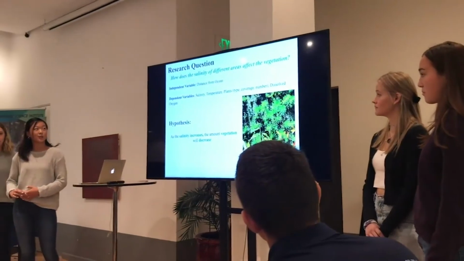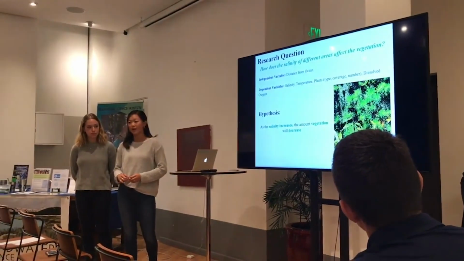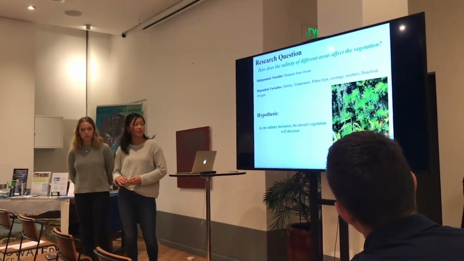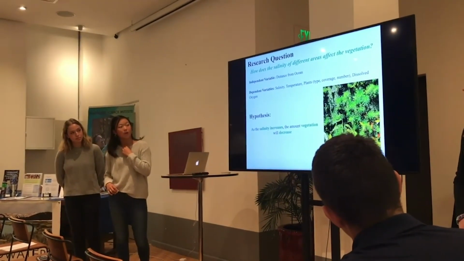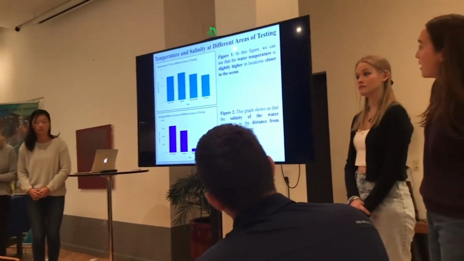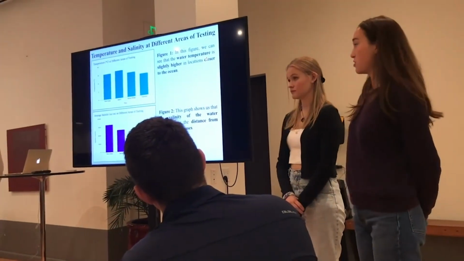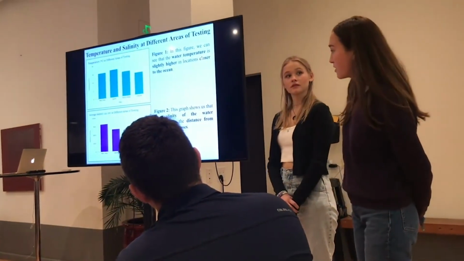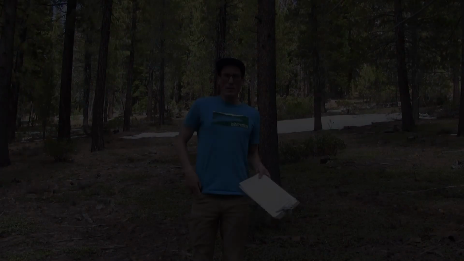Our research question was, how does the salinity of different areas affect the vegetation? Our independent variable was the distance from ocean, and our dependent variables were salinity, temperature, plants, and dissolved oxygen. So as you can see from the first graph, water temperature was slightly higher in locations closer to the ocean, and in the second graph there, salinity decreased as you moved further from the ocean.